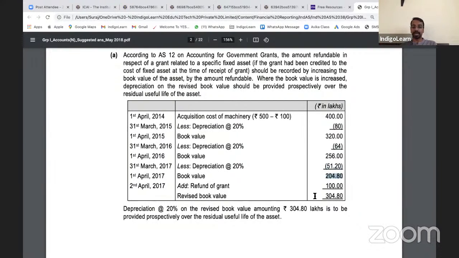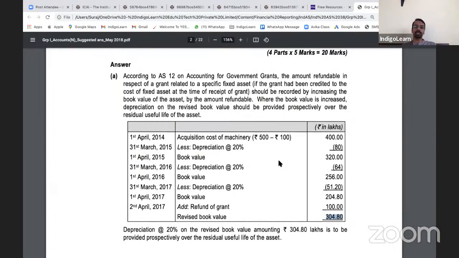Then you refunded the grant. You will add back the refund. Revised book value 304. Now on this, 20% will be charged as depreciation for the next 2 years. Obviously, you'll have to go back and check the residual value, carrying amount, and all of those things as per AS10. That is fine. But as far as AS12 is concerned, this is how you'll present the answer. Now, this concept and there is a straightforward 5 marks just given to you on the platter.